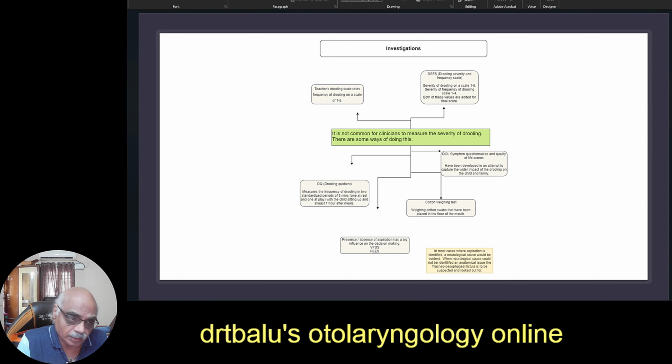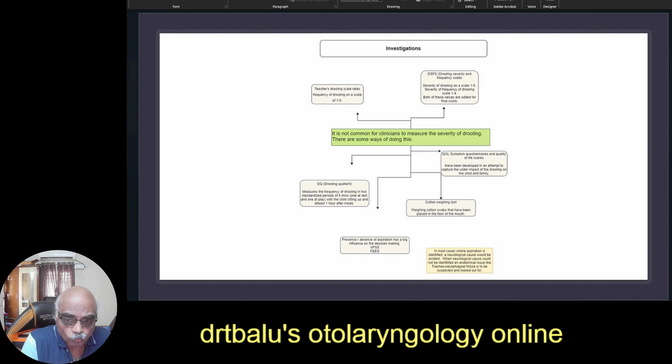And then presence or absence of aspiration is another important pointer towards deciding on the investigation. If the child has a history of aspiration, always go ahead and do endoscopic examination of the act of swallowing, fluoroscopic examination of the act of swallowing, or functional endoscopic examination of the act of swallowing.